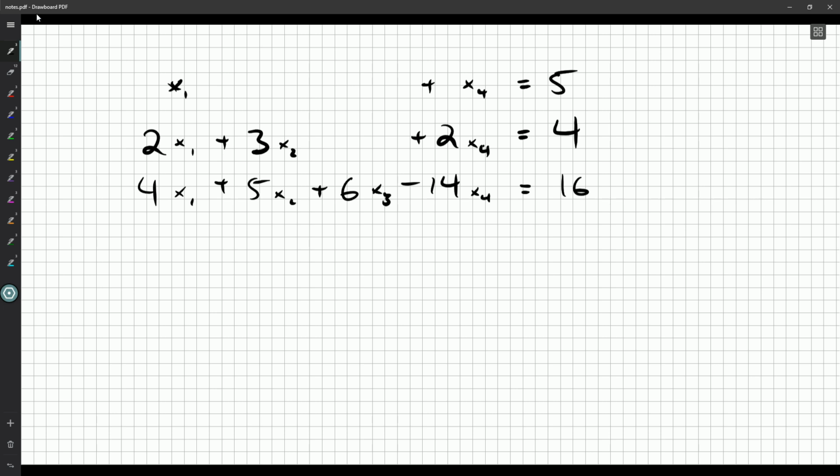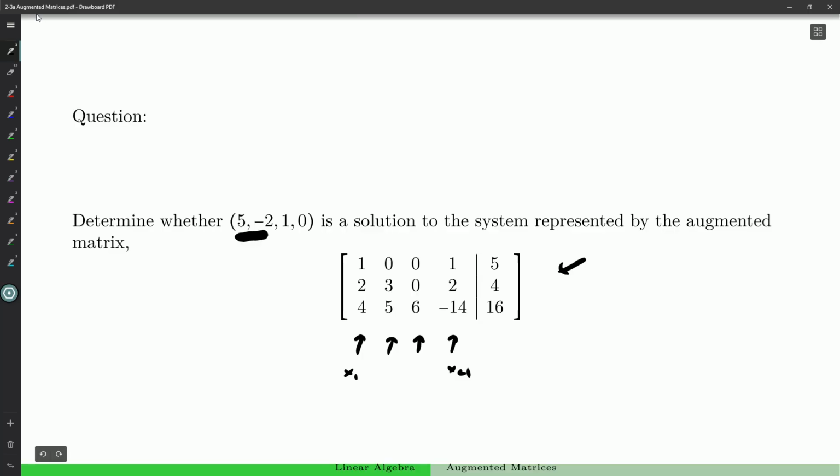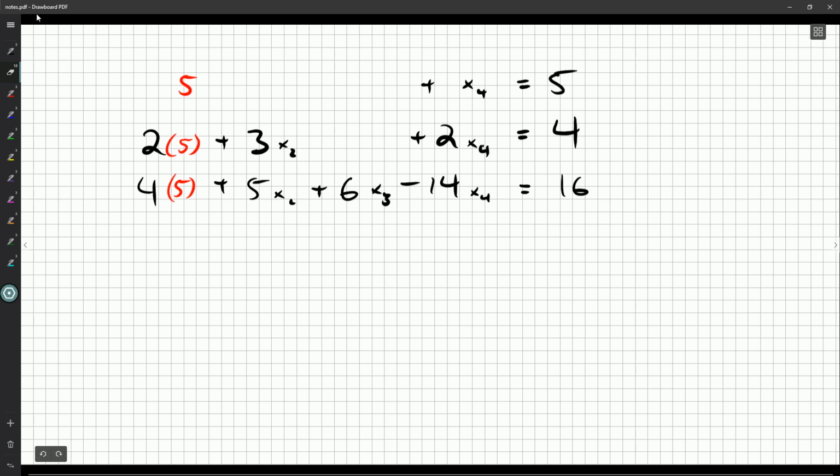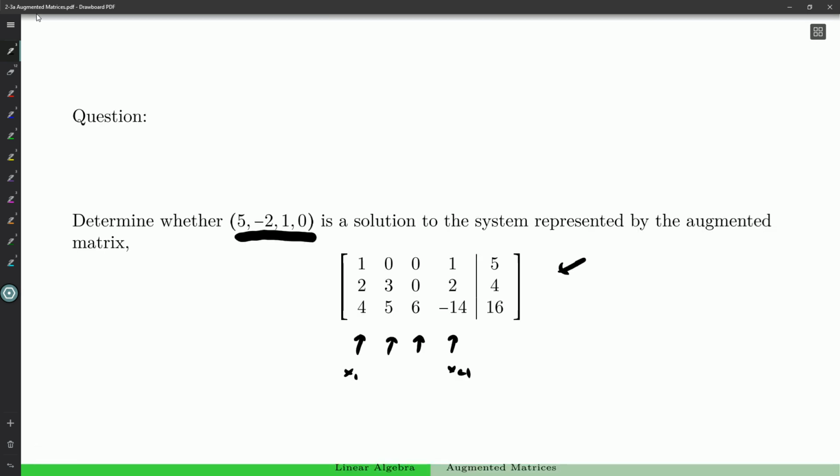That's fine, but this wasn't a conversion question. Conversion is just a step for us. We want to check, is (5, -2, 1, 0) a solution to this system? How do we do that? The x1s turn into 5s. x2 is going to be -2, and we'll plug in -2 for the second variable. x3 will become 1, and then x4 is 0.